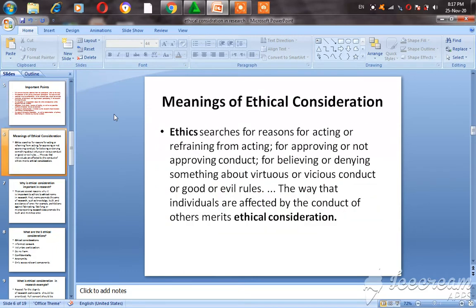Meaning of ethical consideration. Ethics refers to the reasons for acting or refraining from acting, for approving or not approving conduct, for believing or not believing something, for distinguishing virtuous and vicious conduct, or good and evil rules, and the way that individuals are affected by the conduct of others merits ethical consideration.